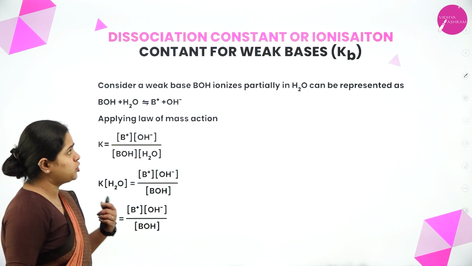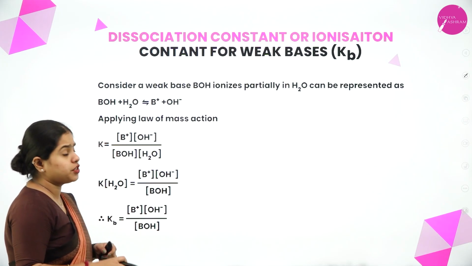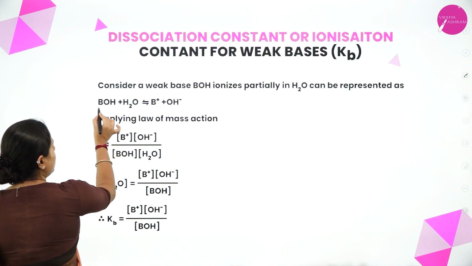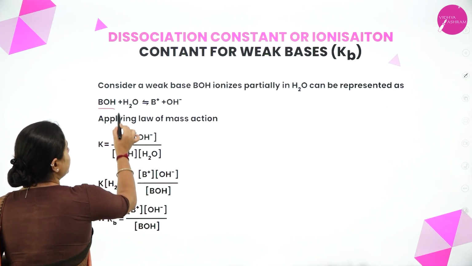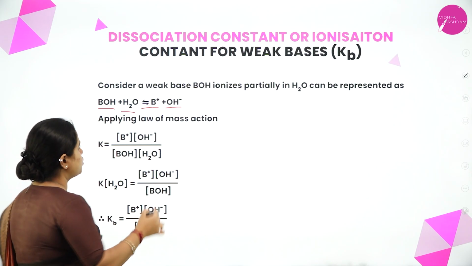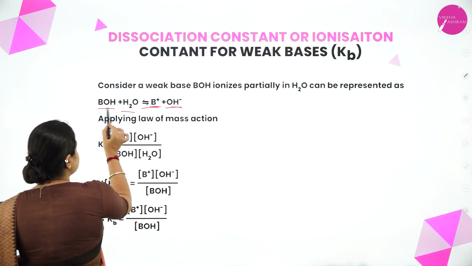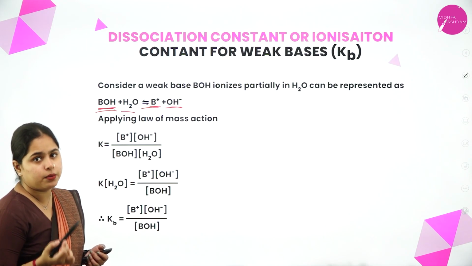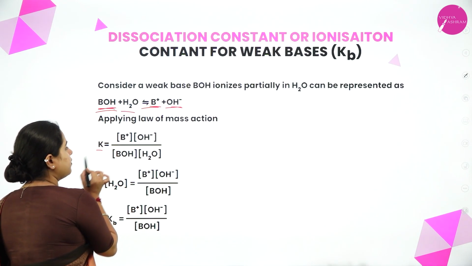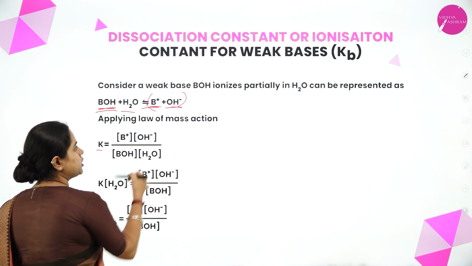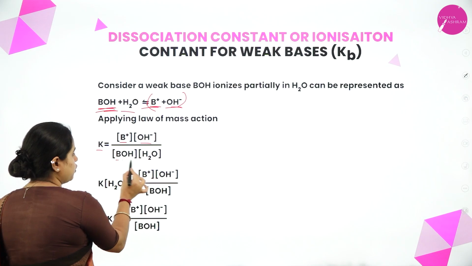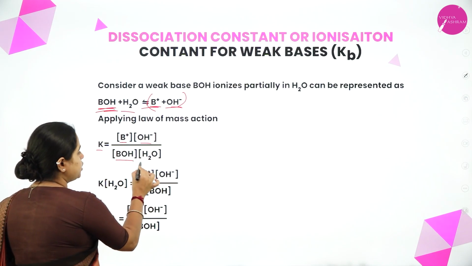Now moving on to the dissociation constant or ionization constant for a weak base. For a base we are going to consider BOH as the base, and in the presence of water it forms B plus and OH minus ions. So these are the dissociated ions and this is the undissociated weak base. Now again we are going to apply the law of mass action. What we will get? K will be equal to the molar concentration of these two, B plus into OH minus, divided by the molar concentration of BOH, the weak base, into water.